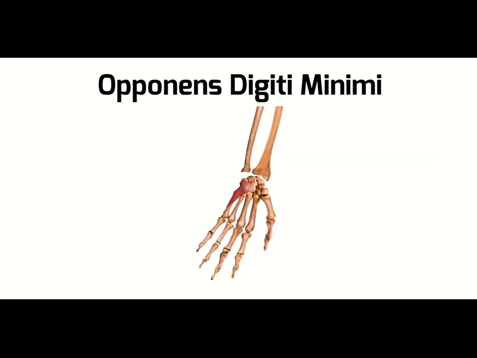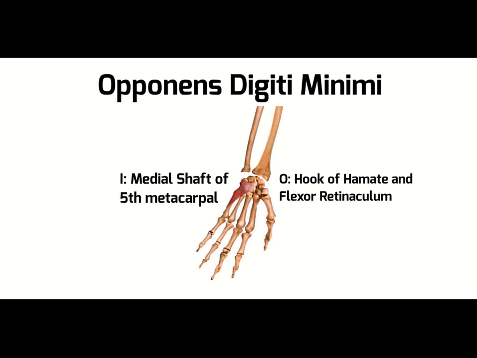Opponens digiti minimi comes also, like the flexor muscle, from the hook of the hamate and flexor retinaculum, and inserts onto the medial aspect of the shaft of the fifth metacarpal. It's innervated by the ulnar nerve, and it causes opposition of the fifth finger.